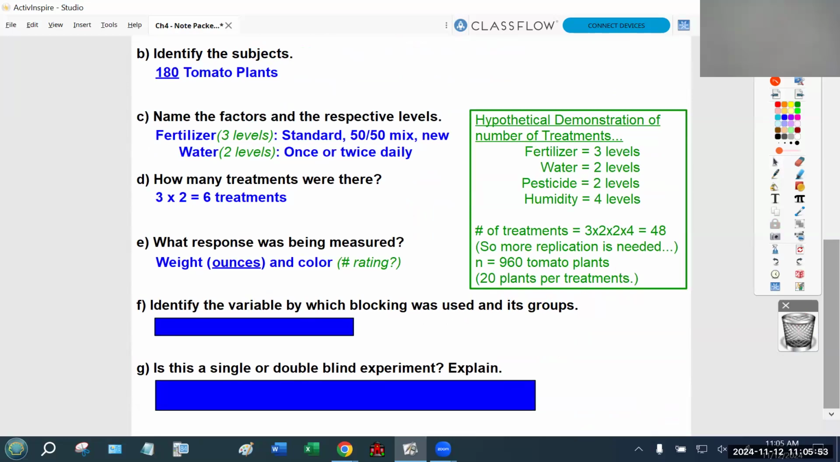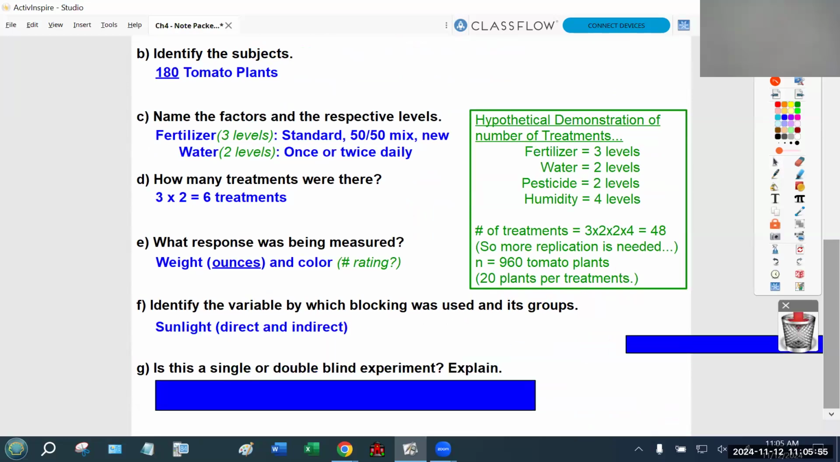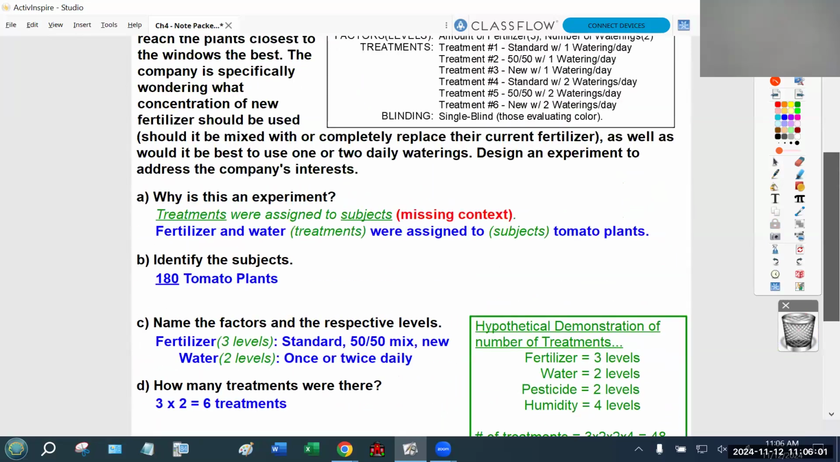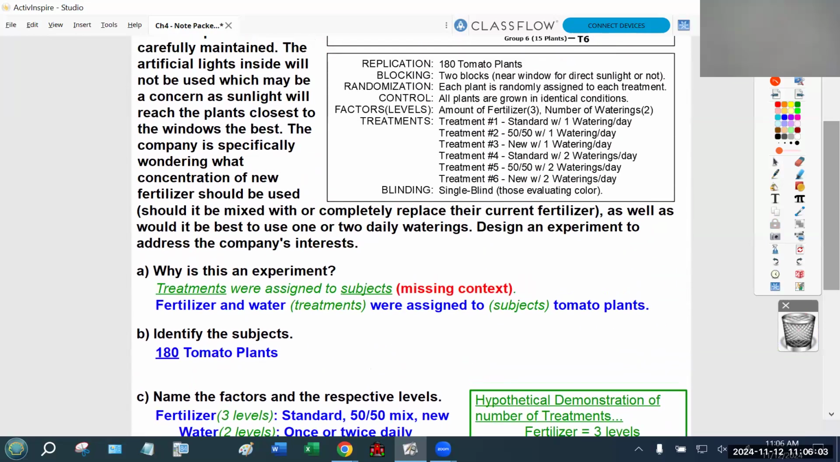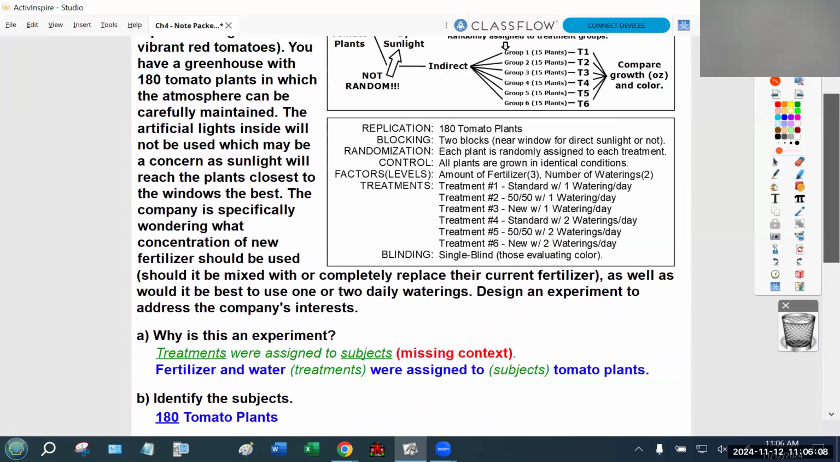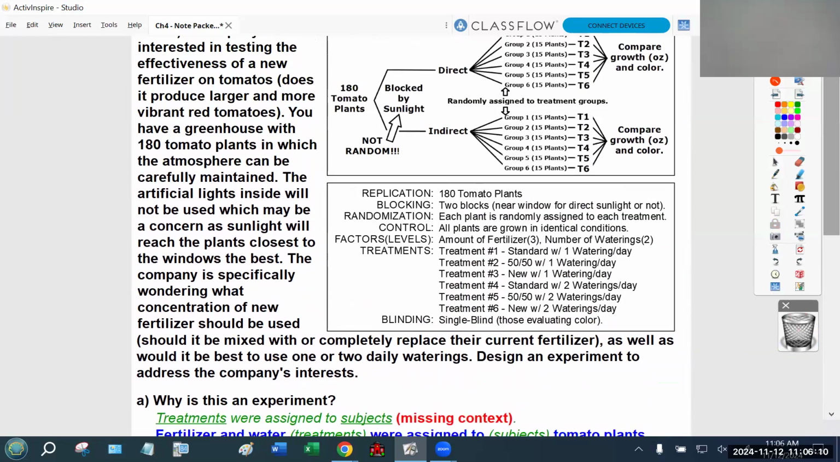And identify the variable by which blocking was used. Again, that's the sunlight, direct and indirect. And you're given in the write-up that because of taste, it says single blind, those evaluating color, okay? Not taste, the last one was taste, this one's color, but those evaluating color are going to be blinded.